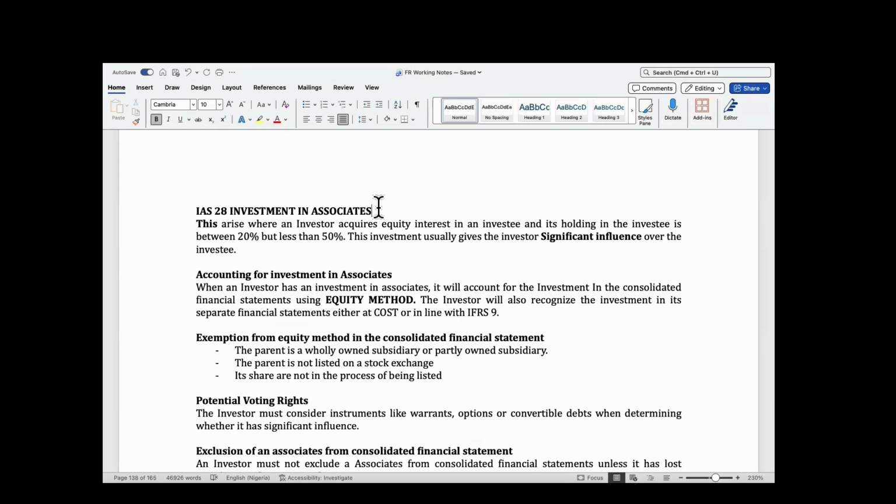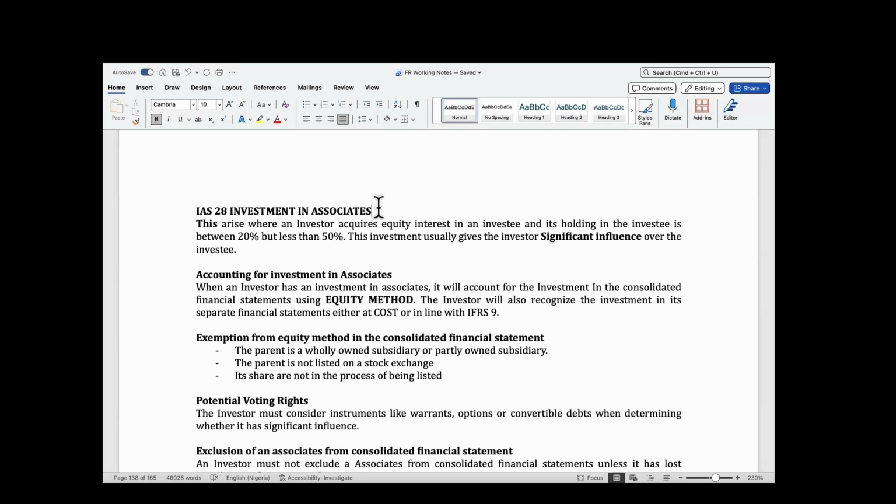Now, let's go to investment in associates. What we have just looked at is investment in subsidiary. And we have really looked at consolidated statement of financial position. There is still consolidated statement of profit or loss that we need to look at. And I'm still going to teach you consolidated statement of cash flows, right? I will teach all of you that.